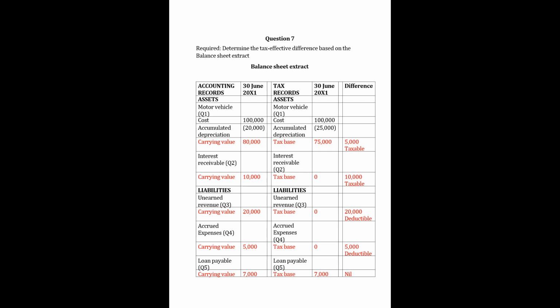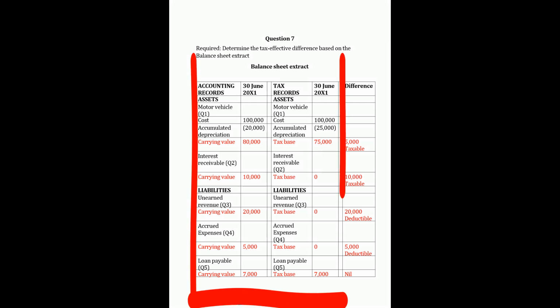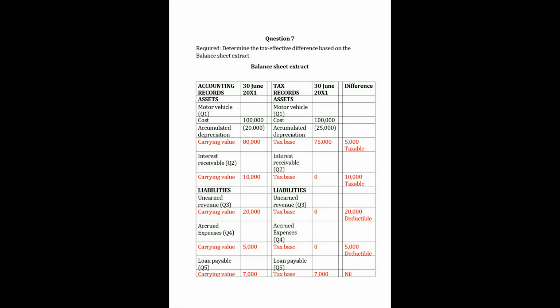So if we repeat that balance sheet and now look at the difference. First one, question 1, carrying value was higher than the tax base by $5,000, and it's an asset base. So that difference of $5,000 becomes a taxable difference, because that $5,000 which is contained in the carrying value is going to become cash inflow in the future and it's going to get taxed in the future.